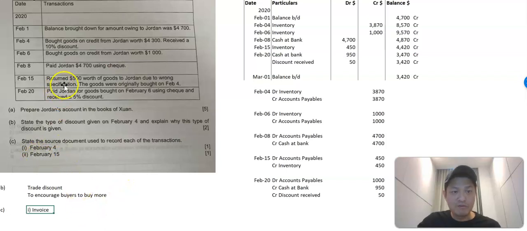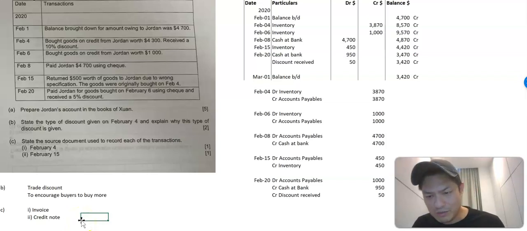And February 15, return goods. So Xuan returned goods to Jordan, and when Xuan returns goods to Jordan, Jordan would issue Xuan an acknowledgement of the returns, saying that, okay, I've received the goods and now you owe me less. And the acknowledgement of that return is a credit note. Now, this is very important because this is always tested. I don't know, for some reason, examiners like to test the concept of credit note. So credit note is the opposite of invoice.